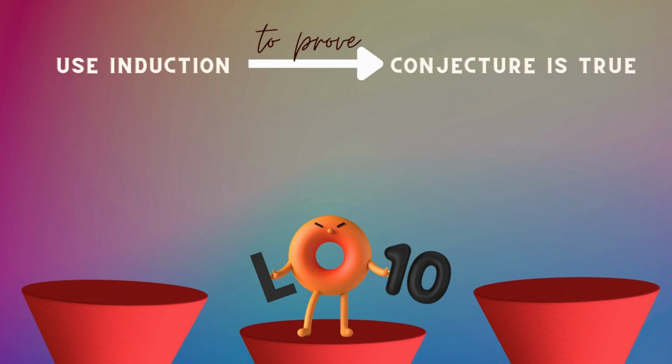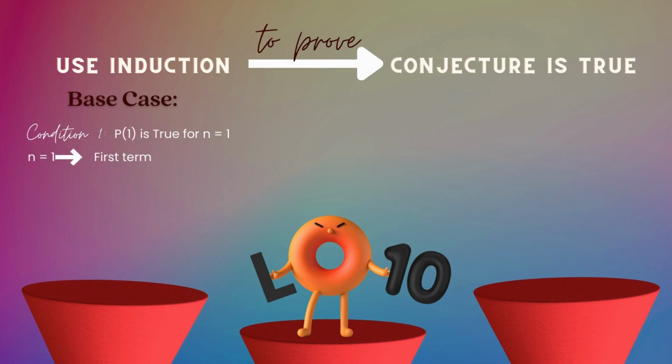Comparably, in mathematics, to prove the formula true, it has to fulfill two conditions. The first condition is the base case. The formula will be true if P of 1 is true for n equal to 1. Here, n equal to 1 represents the first term. But what is P? P is a propositional statement that has a definite value. This value can be true or false.